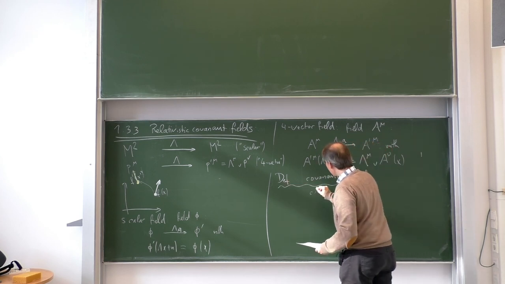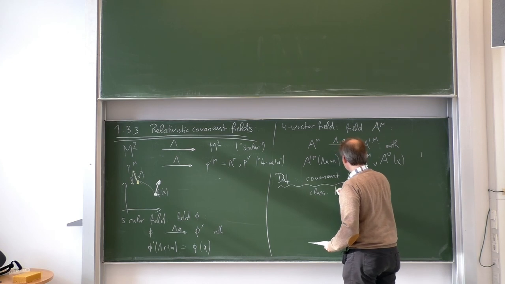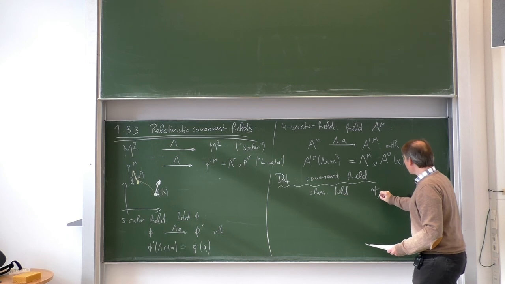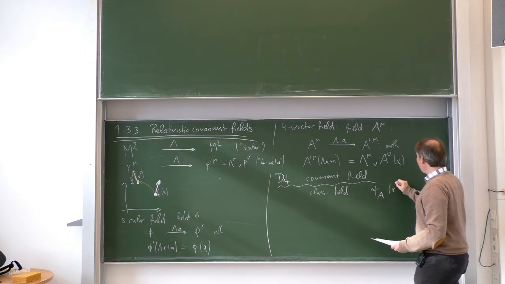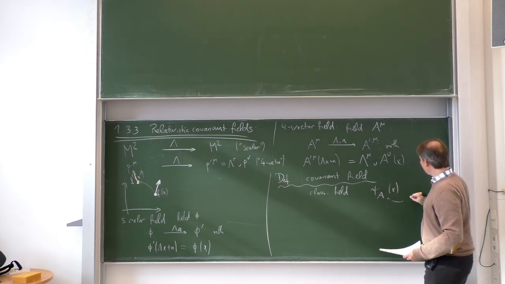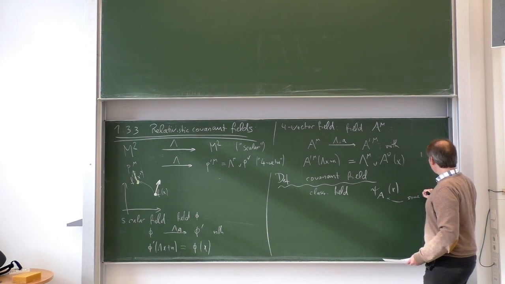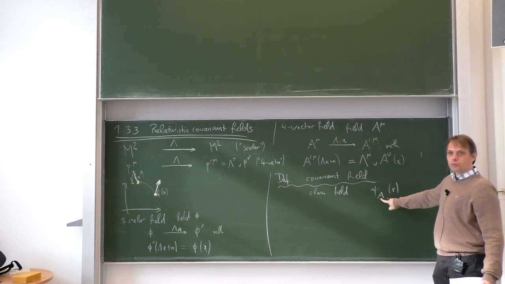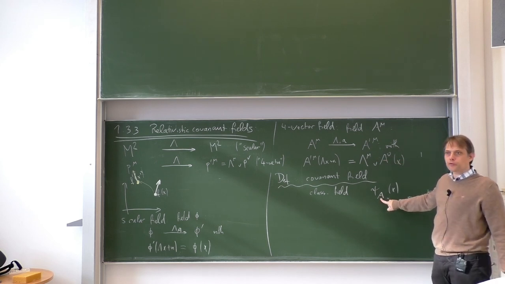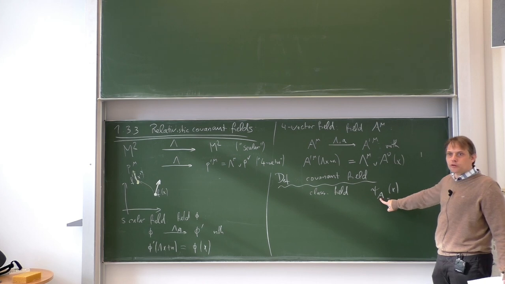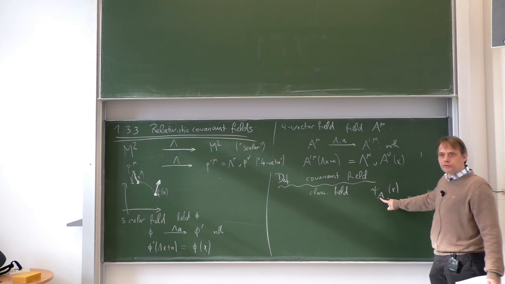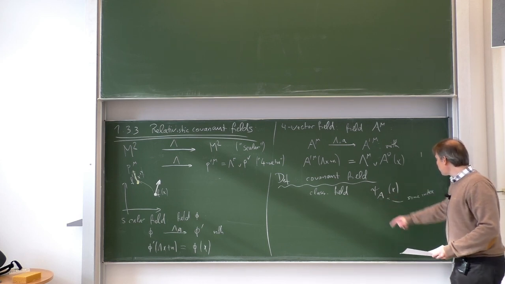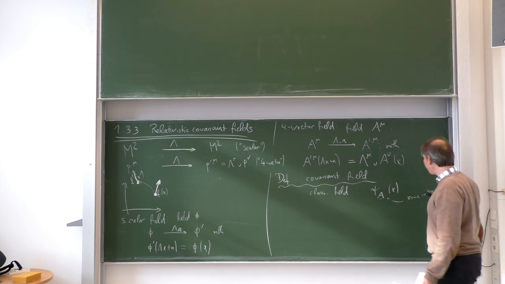This is a classical field. Let's call it psi with some index a of x. In the case of the vector field, this was a Lorentz index. In the case of a spinor field, it would be a spinor index. In the case of a tensor field, this would be two Lorentz indices maybe, and so on. But it's just some generalized index.